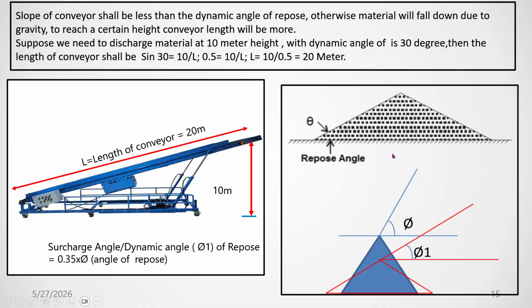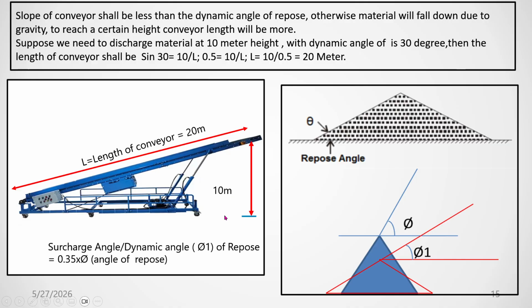But when it falls on the conveyor belt, it is vibrating, so this angle of repose will come down to phi 1. That is called the dynamic angle of repose, and it is equivalent to 0.35 of the angle of repose. So the conveyor belt slope should be less than the dynamic angle of repose. Otherwise, the material will fall due to gravity.